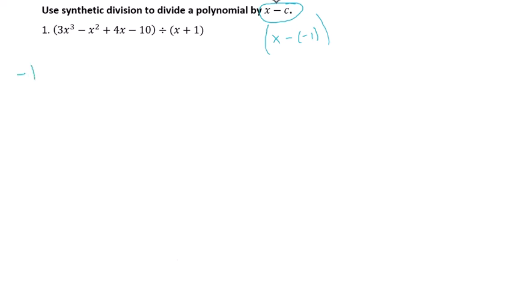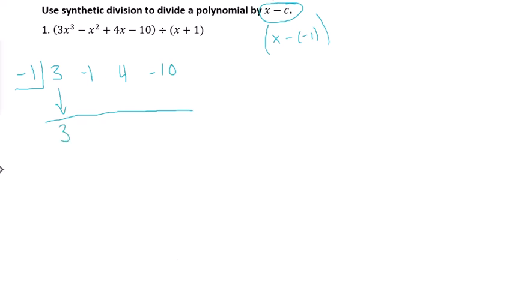For synthetic division, I like to set mine up like this. Then you look at your coefficients: 3, negative 1, 4, and a constant of 10. Also make sure no powers are skipping. So this is power of 3, power of 2, power of 1, constant. So we don't have to worry about any skipped powers. You're going to write your coefficients: 3, negative 1, 4, negative 10. You're going to drop the first term and put it right there.